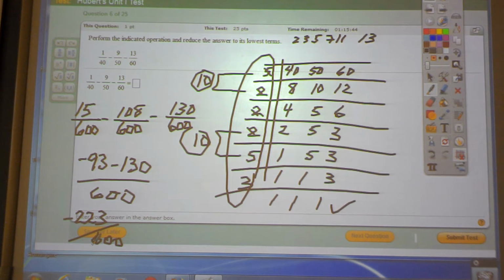And I guarantee you there's somebody in here that never would be able to do that if they didn't have a calculator. And now they can. So if there's one person in here that can do that, then I've done my job. Negative 223 over 600.